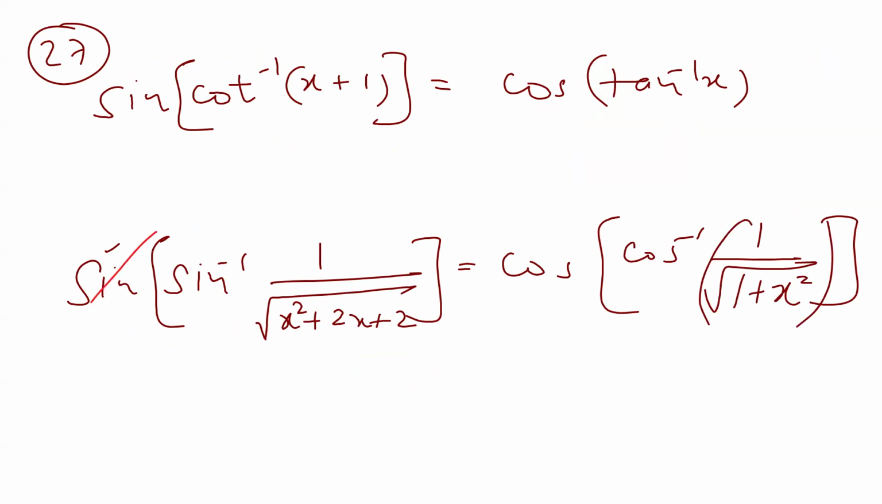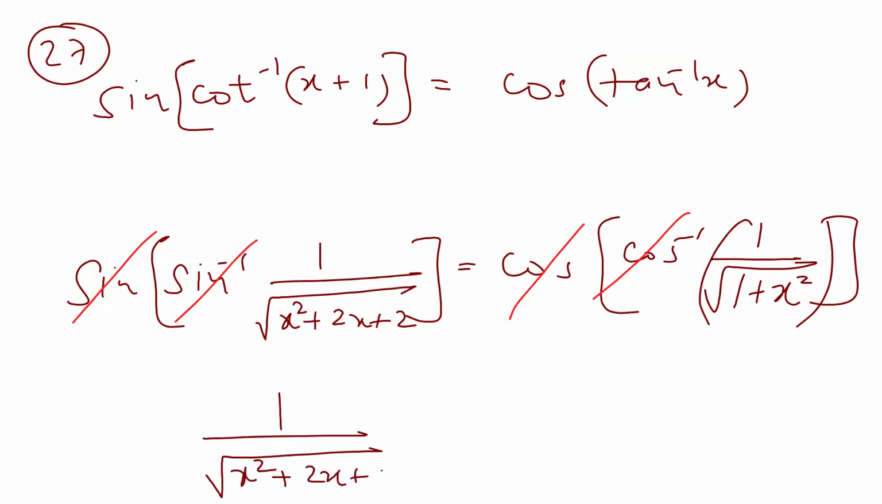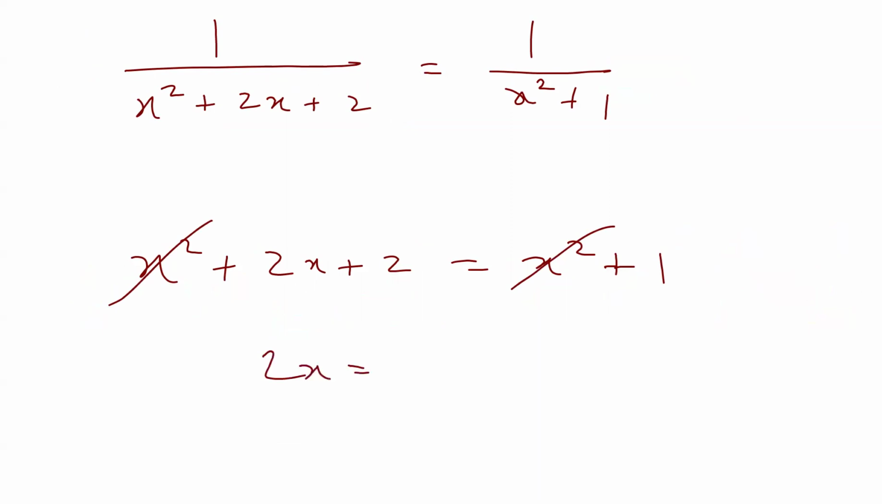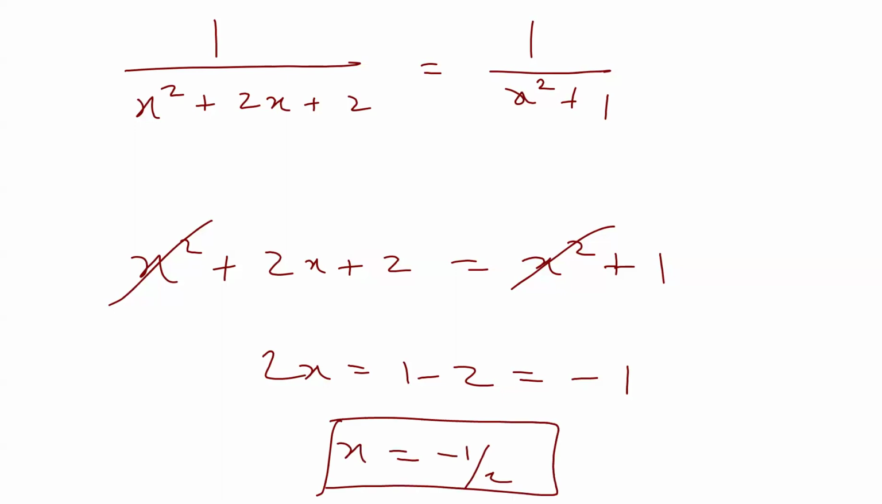Now cancellations on both the sides: sine inverse and sine are getting cancelled, and cos inverse and cos are getting cancelled. So we are left with this. Now we'll square both the sides. So 1 upon x square plus 2x plus 2 is equal to 1 upon x square plus 1. Take reciprocals. x square is getting cancelled. 2x is equal to 1 minus 2, which is minus 1. x is equal to minus 1by 2. That is your answer. Fine. Let us go to question number 30.